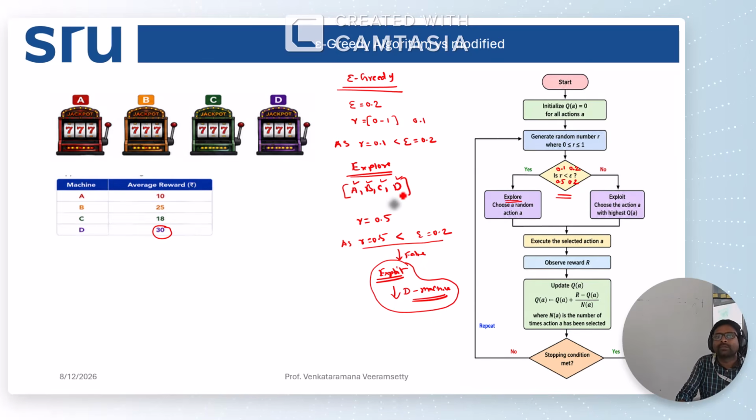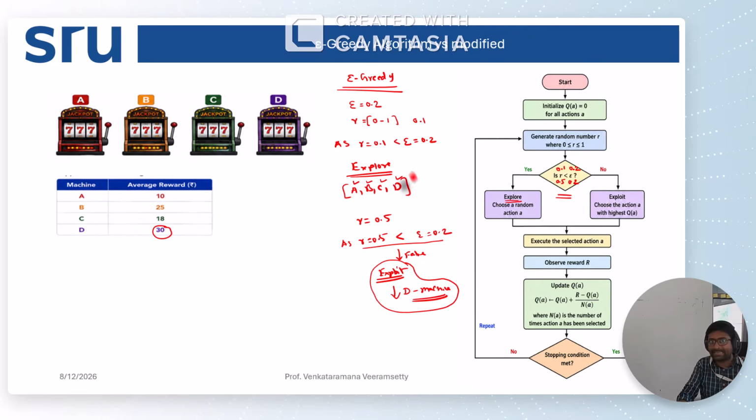Explore means you need to explore all the machines. You randomly choose any of the machines in the casino, irrespective of its performance in previous cases. You randomly choose any machine and play with that one. That is called the exploration. So both are required.